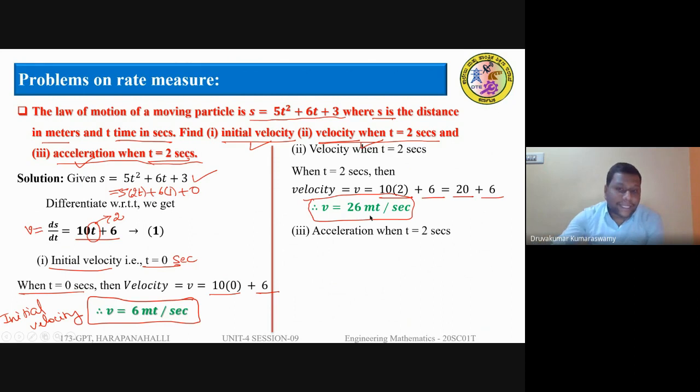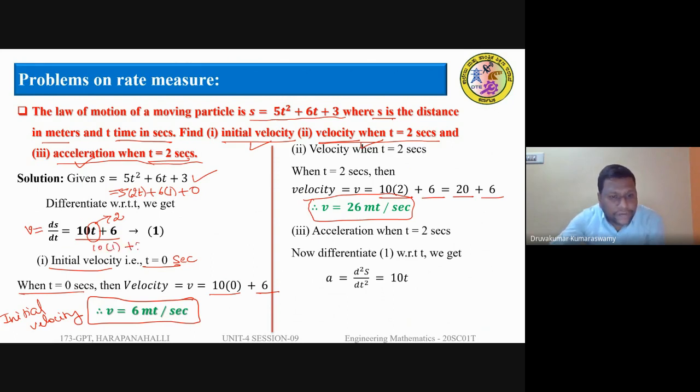Now we have to find acceleration. To find acceleration, again we have to differentiate velocity with respect to t. The velocity is 10t plus 6, and we have to differentiate that with respect to t. If you differentiate that, what do you get? Differentiation of 10t is 10 into differentiation of t, which is 1, and differentiation of 6 is 0. Therefore acceleration is equal to 10. Acceleration is d square s by dt square, that is equal to 10.